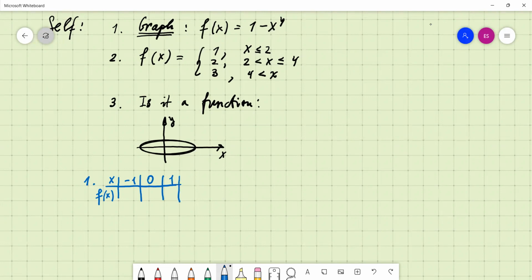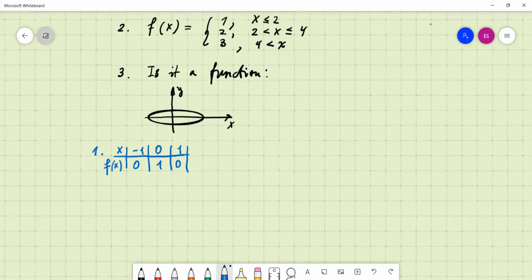So -1 to the power of 4 is going to give me 1. 1 minus 1 is 0. At 0, 1 minus 0 is 1. And 1 to the power of 4 is 1, 1 minus 1 is 0 again. Well, it looks a little bit strange, but because I do know how the graph is going to look, it's not going to be a problem for me.